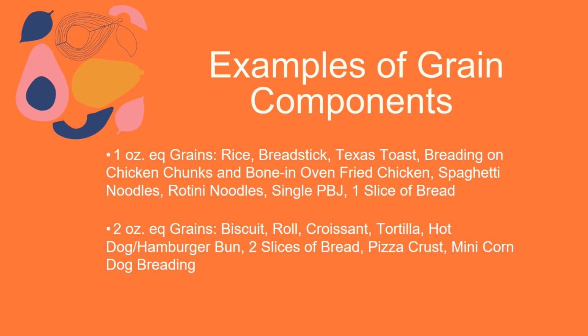Examples of grain components. 1 ounce equivalent for grains: rice, breadsticks, Texas toast, breading on chicken chunks and bone-in oven-fried chicken, spaghetti noodles, rotini noodles, single PBJ, or 1 slice of bread. A 2 ounce equivalent for grains would be a biscuit, a roll, a croissant, tortilla, a hot dog or a hamburger bun, 2 slices of bread, pizza crust, or the mini corn dog breading.